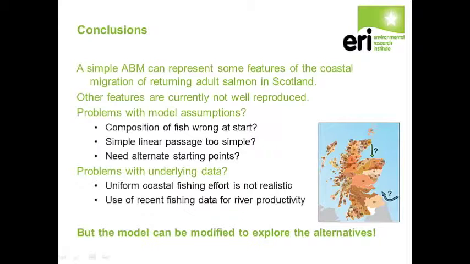Okay, so a few conclusions. This kind of simple individual-based model or agent-based model can represent some features of the coastal migration of returning adult salmon in Scotland, but other features and results of other tagging studies are not well reproduced. So there are a number of reasons that could be behind this. There could be some flawed assumptions that I've used in constructing the model.